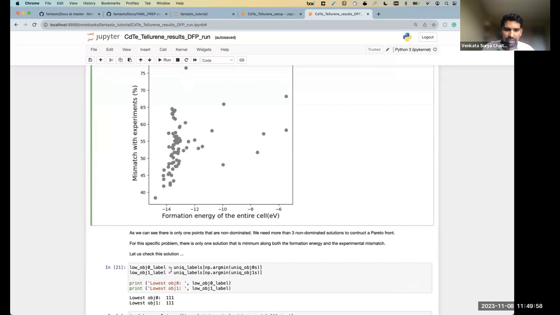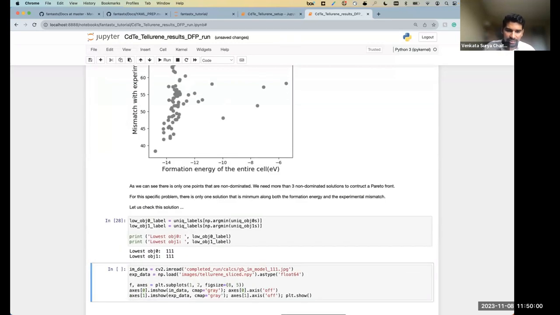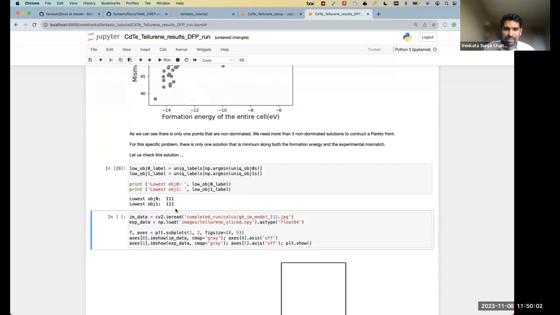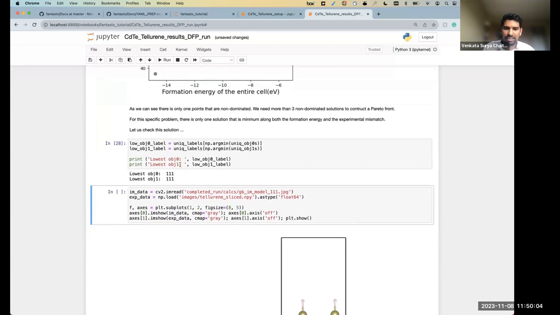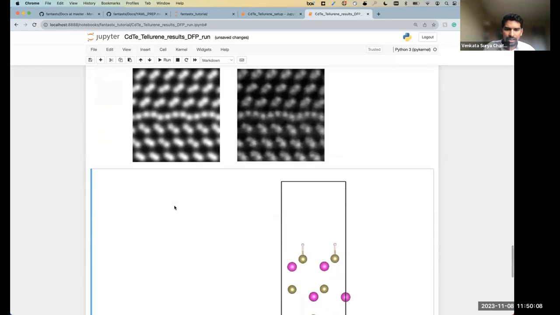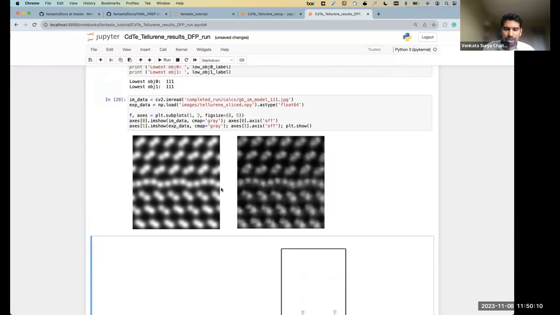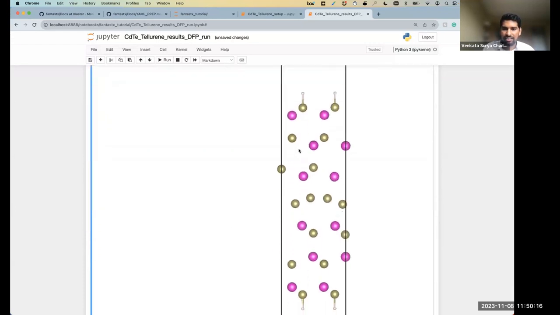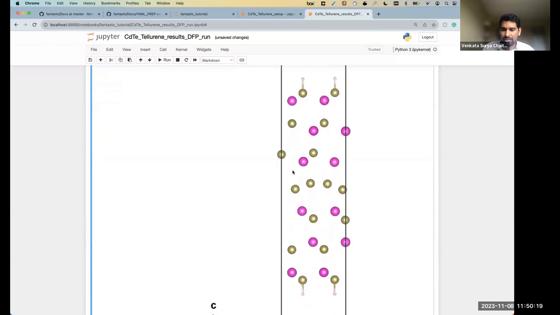And if we just go ahead and look at the structure, you can get the ID for the lowest structure in objective function 0 and 1. And if you try to plot both the simulated and the experiment, you can see that it is a pretty good match. And this is the structure POSCAR corresponding to the final solution.